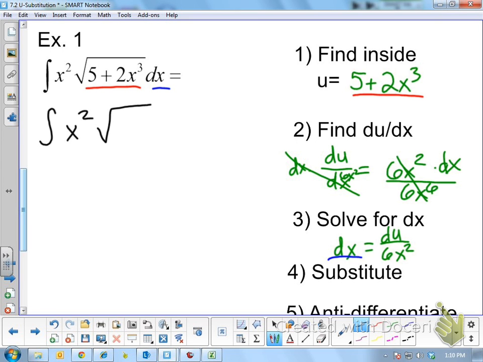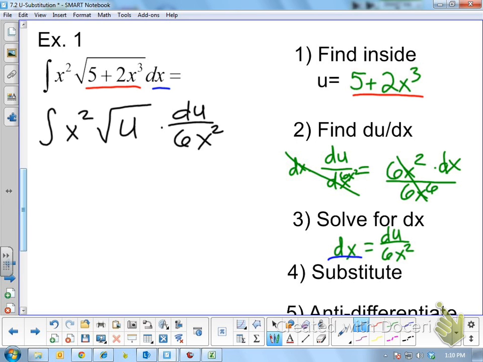times the square root of u, because we said u is equal to 5 plus 2x to the third, times, instead of dx, we're going to replace dx with du over 6x squared.